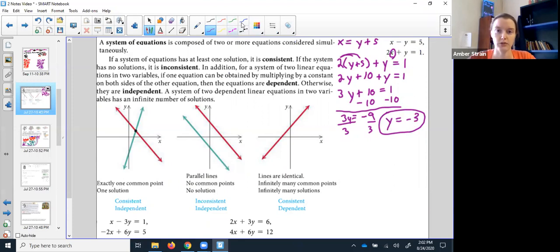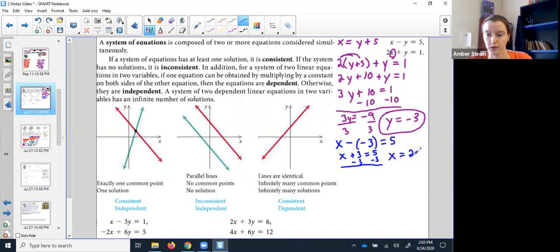So if I happen to choose the top one, x minus y equals 5, and now replace y with the value I've discovered, negative 3, to make this work out, then x minus a minus 3 equals 5. Remember that double negative becomes a positive, so that really means that x plus 3 is 5. If you subtract the 3 from both sides, that means x would need to be a positive 2.